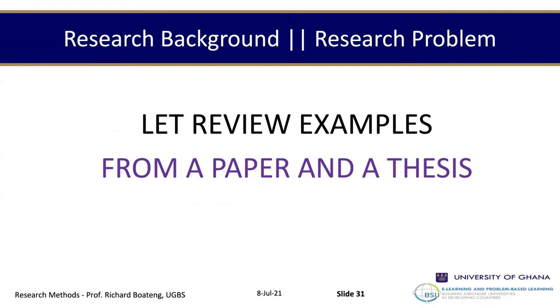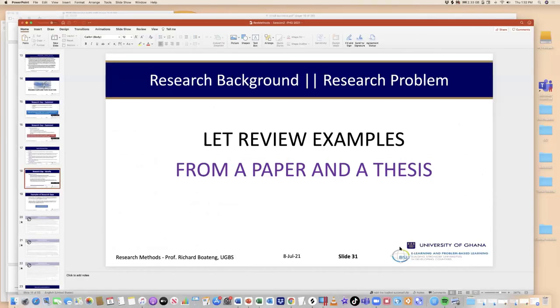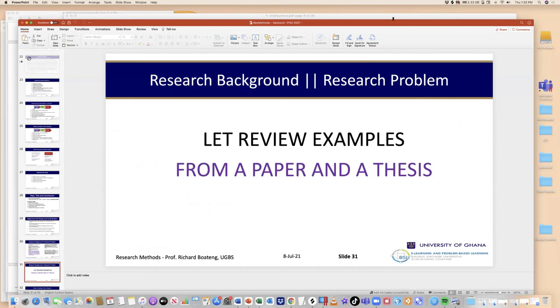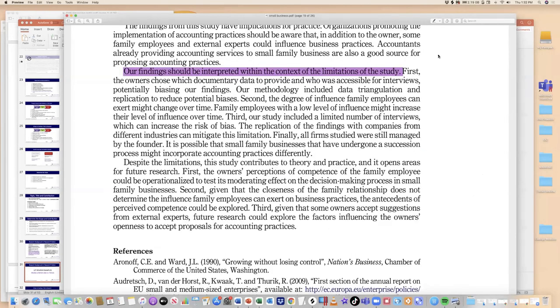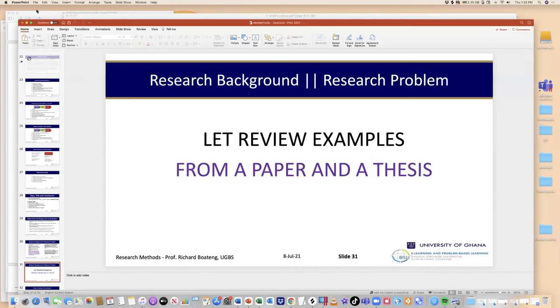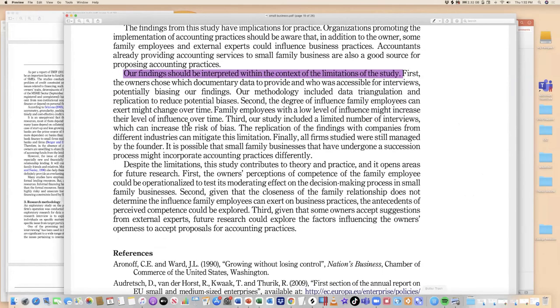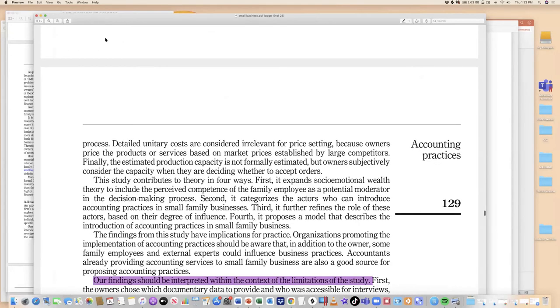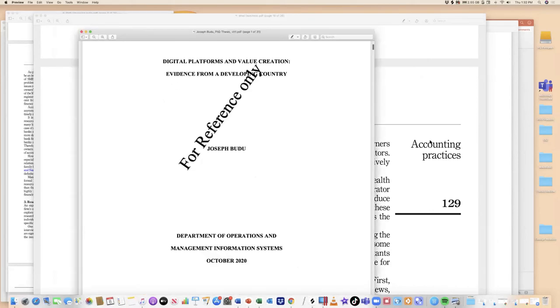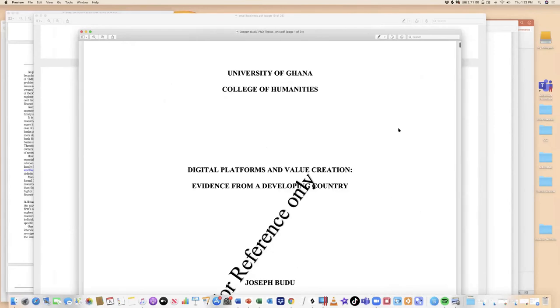So let's look at an example. I think we have done quite a number of examples. Right now, there's another example I wanted to show you, but I've done quite a lot. Let me just show you one more example coming from the recent thesis by Joseph Budu. As I mentioned last week, Joseph Budu won, for the first time in the humanities, the Vice Chancellor's Award for Best Thesis, and I supervised him. You can actually see his chapter one. He has gracefully shared his chapter one with us for our tutelage and understanding, so I am sharing it with you.